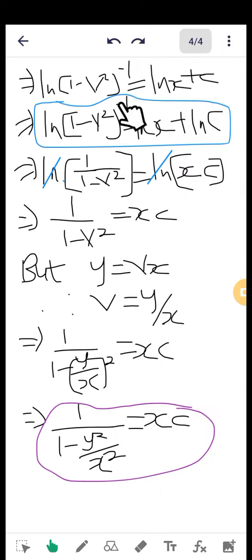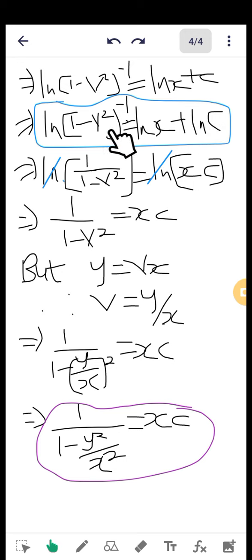So finally, the minus sign can be brought upward, then equal to my right hand side ln x plus c. So my ln of 1 minus v square, or 1 minus v square to the exponent minus 1, is equal to ln x plus ln c.